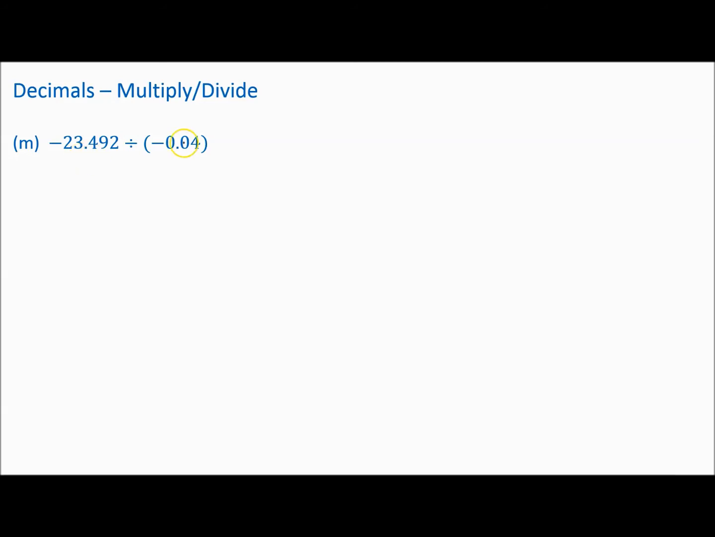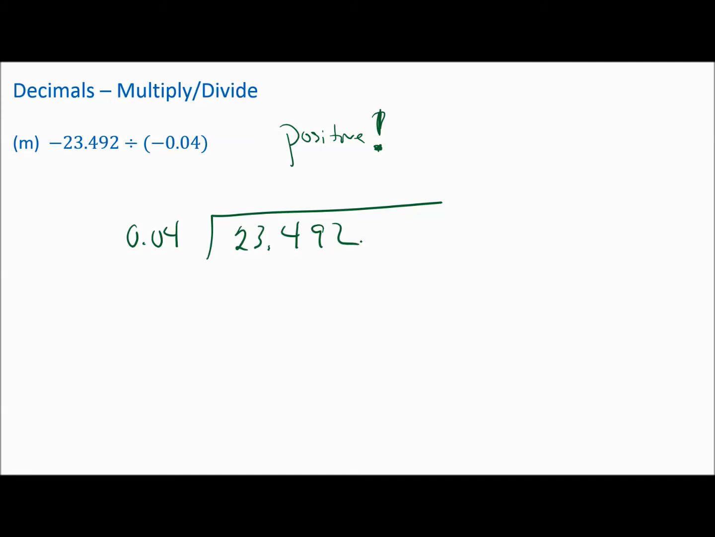First of all, a negative divided by a negative always is a positive, right? We know this. It's not a question. It's a fact. It's an exclamation point. We know this from doing problems with integers, and you've done lots of integer problems. Now, when I set this up, again, yes, I'm doing long division. I'm dividing by, I'm going to ignore the negative, 0.04 into 23.492.